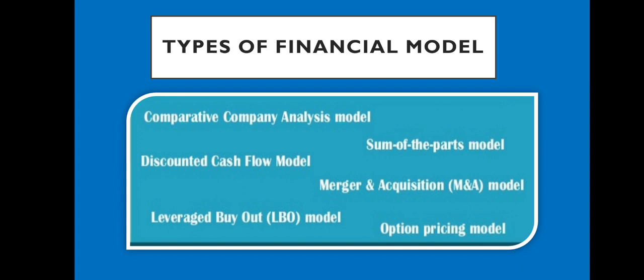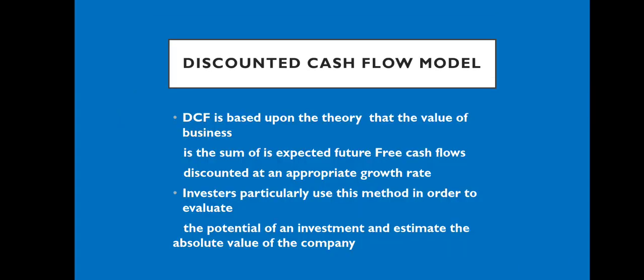Now we have the types of financial model. There are six types of financial model. First one, comparative company analysis model. Second, discounted cash flow model. Third, leveraged buyout model. Fourth, sum of the parts model. Fifth, merger and acquisition model. And the last one is option pricing model.